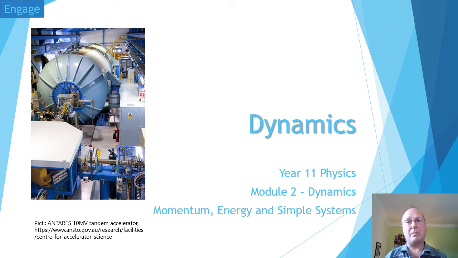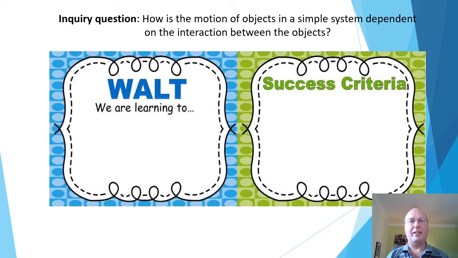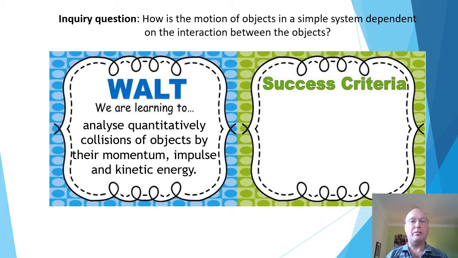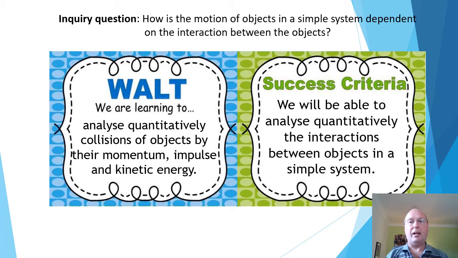Hi, it's Mr. Mac, and we're looking at dynamics and the third inquiry question to do with momentum, energy, and simple systems. And the inquiry question is, how is the motion of objects in a simple system dependent on the interaction between these objects? We're learning to analyse quantitatively collisions of objects by their momentum, impulse, and kinetic energy. And we'll be able to analyse quantitatively the interactions between objects in a simple system.